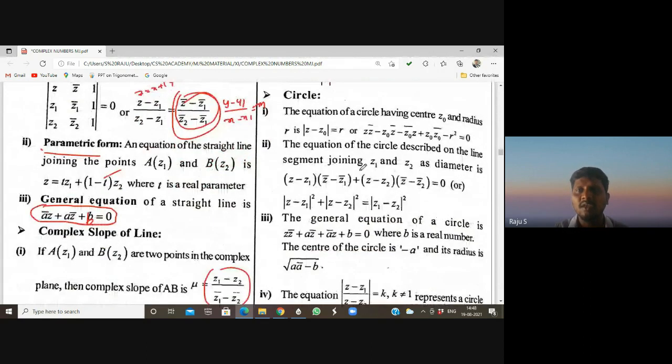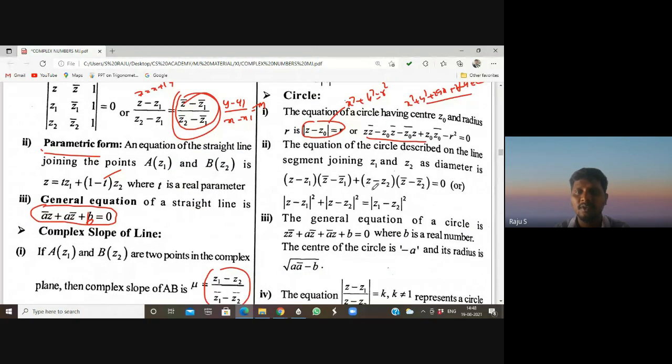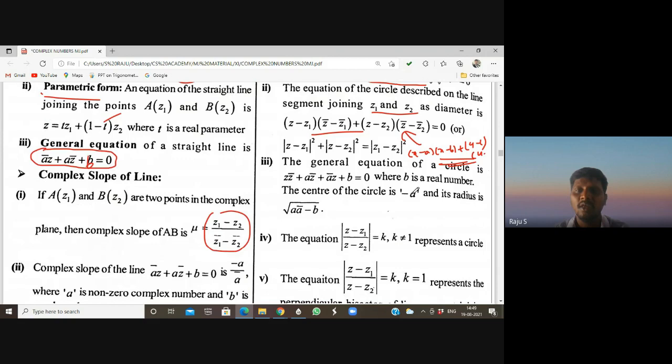Circle, the equation of circle, we already discussed. This is the x square plus y square is equal to r square form. What about this form? This is x square plus y square plus 2gx plus 2fy plus c equal to 0, the general form of a circle, right? This is (x minus a)(x minus b) plus (y minus c)(y minus d), when the ends of the diameter are given. This is the equation of a circle in Cartesian form, and this is the equation of a circle in complex form.